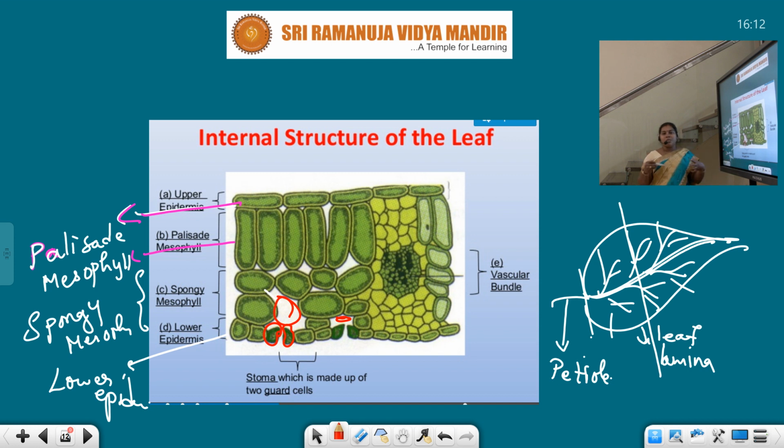See students, we are animals, we are human beings. How do we have nasal nares? Through these nasal openings, we inhale the oxygen. Again, through the same openings, we exhale the carbon dioxide. The same type of arrangement is there in plants through stomata. Exchange of the gases occurs through the stomata. This is about the internal structure of the leaf.